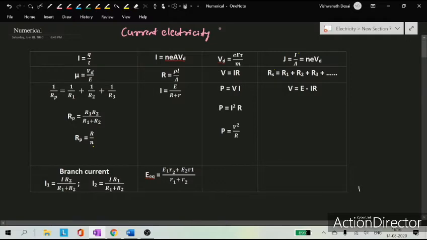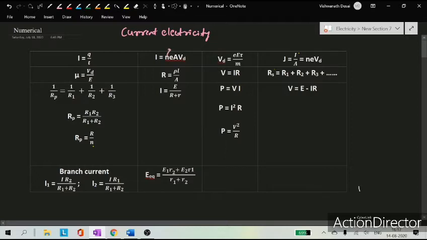And the formula you studied in this chapter, here there is a formula list. So the first formula you are going to use is I = Q/T, where I is current flowing through a conductor, Q is the charge flowing through a conductor, and T is the time taken.